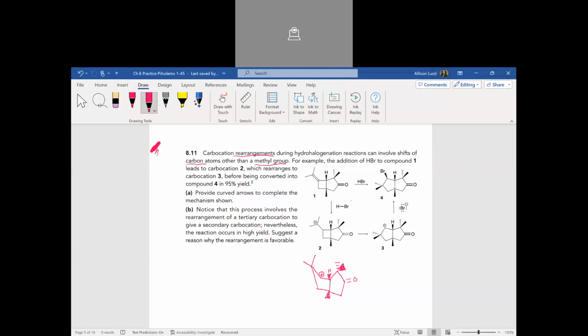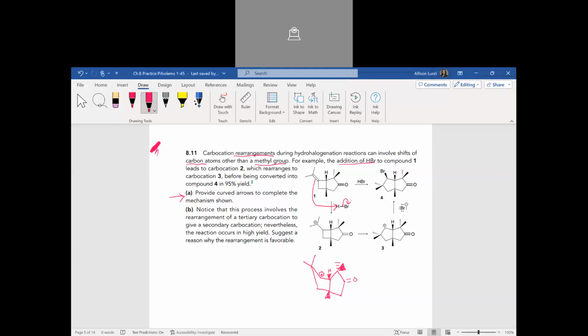we're going to have an addition reaction. So what we see here is that we're going to have a two-arrow first step of the mechanism, right? We're asked here in part A to provide the curved arrows to complete the mechanism. So this is the conversion of compound 1 to compound 2.